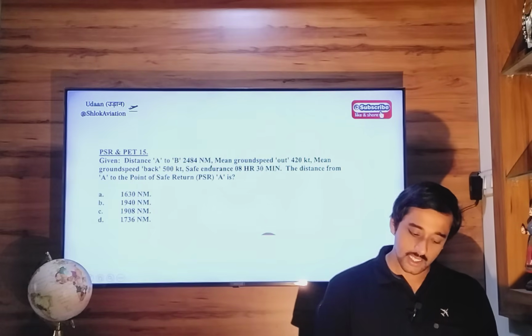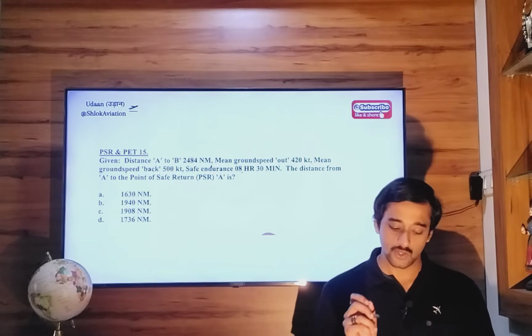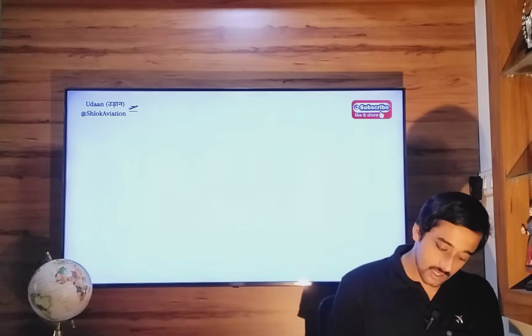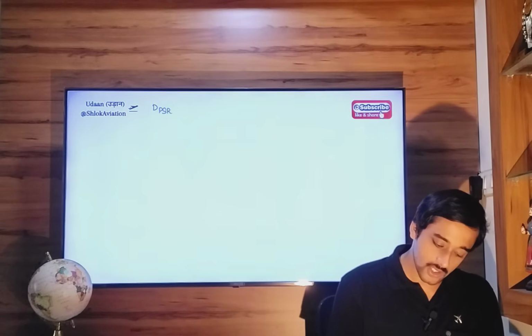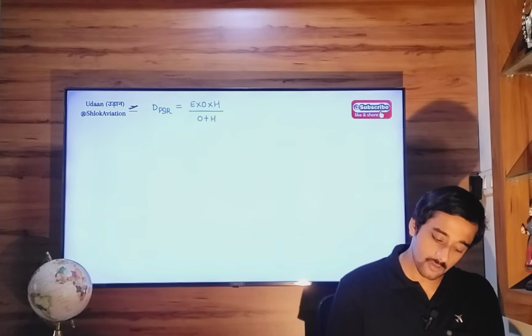Question 15. Distance A to B is 2484, outbound speed, homebound speed, and endurance are given. Now find the distance from point A to the point of safe return. So distance to point of safe return equals endurance into outbound speed into homebound speed divided by outbound plus homebound.